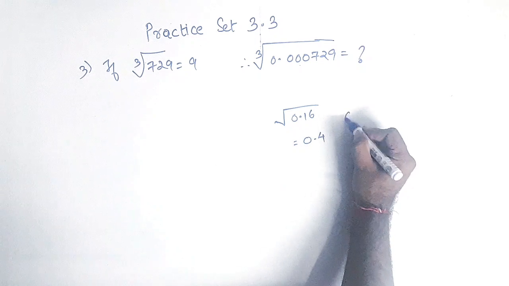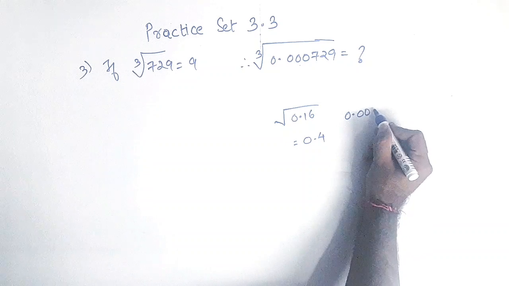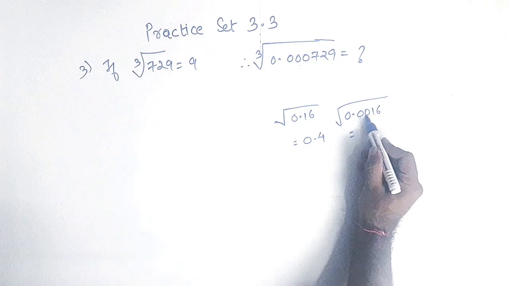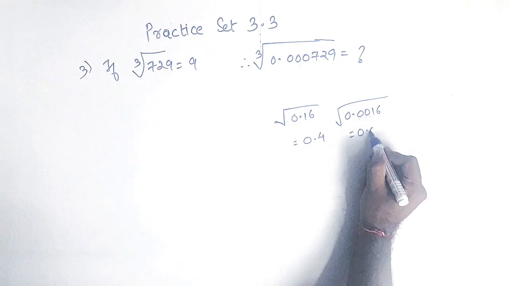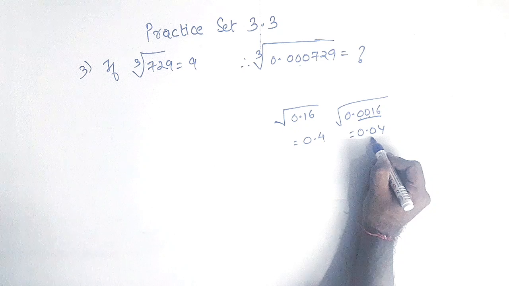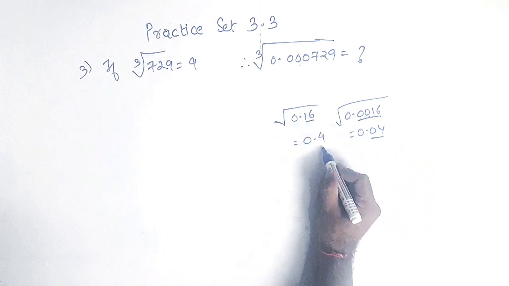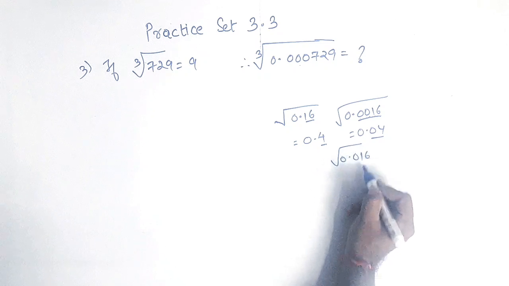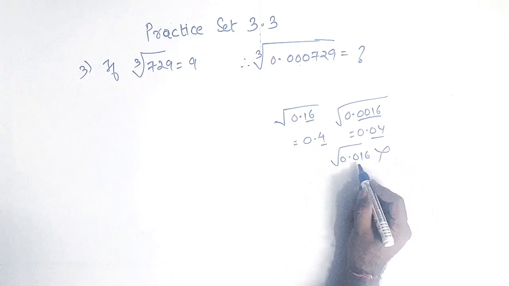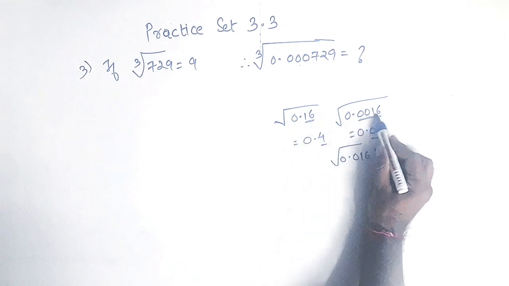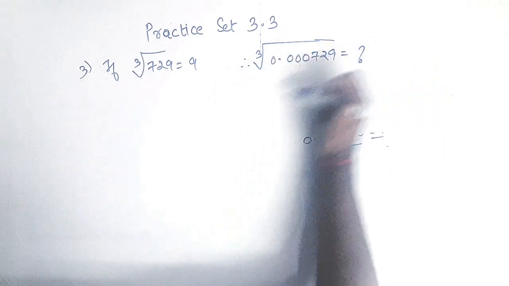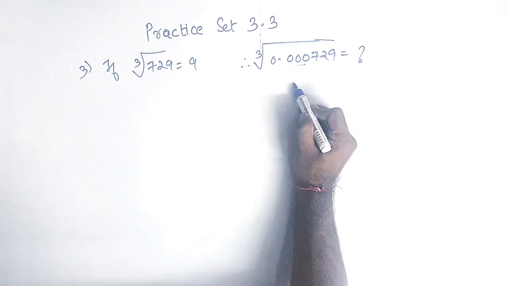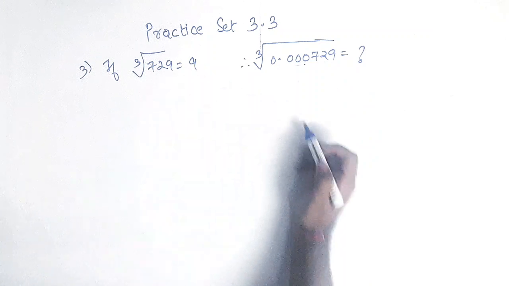Okay, and the square root of 0.0016 will be, because there are 1 2 3 4 digits, so it will be 0.04. This 4 will become 2 digits, as 2 digits here became 1 digit. So there is no square root of 0.016. It has to be 2 digits or 4 digits. So it is very simple here, 0.000729, these 6 digits will become 2 digits, 729 will be 9.